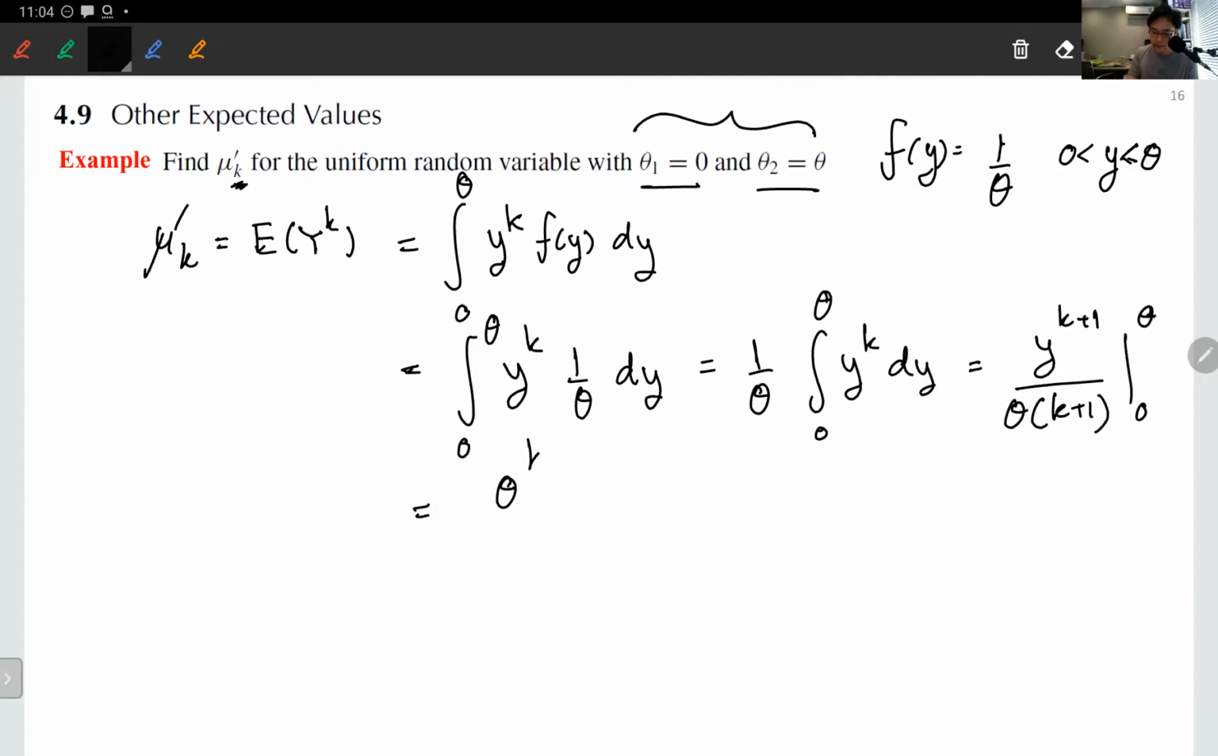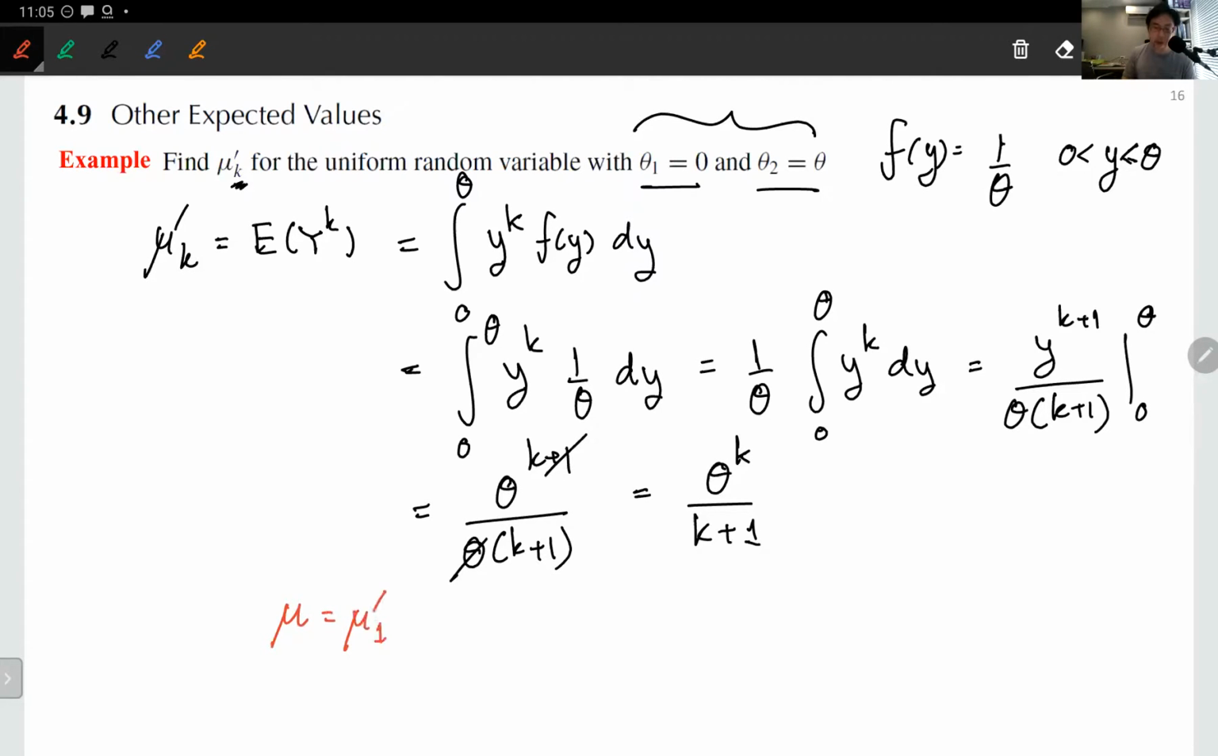So you have theta to the k plus 1 over k plus 1 right there. And of course, 1 theta cancels with this, so you get theta to the k over k plus 1. So now, actually, you have already found all moments. Every moment is here. That means for the mean, which is just the first moment about 0, you plug in k equal to 1 and you get theta over 2. Perfect.